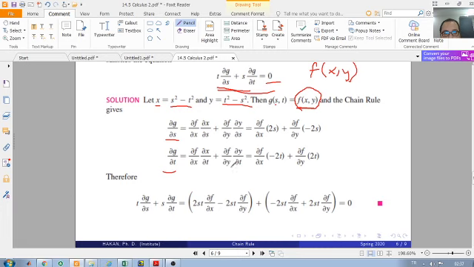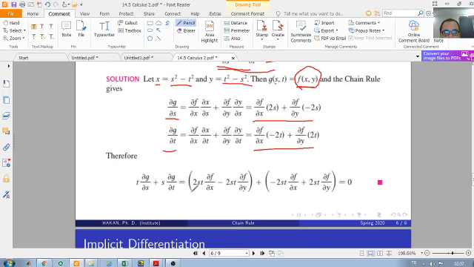Therefore, writing this into the term written here, namely t times del g over del s plus s times del g over del t, and after the necessary computation we obtain 0.